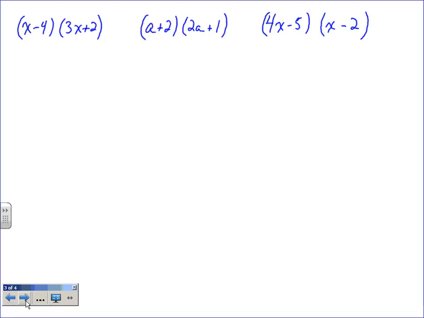Now, Carly brought up a good point here. In the book, they show use the vertical way to do this. Use the horizontal.